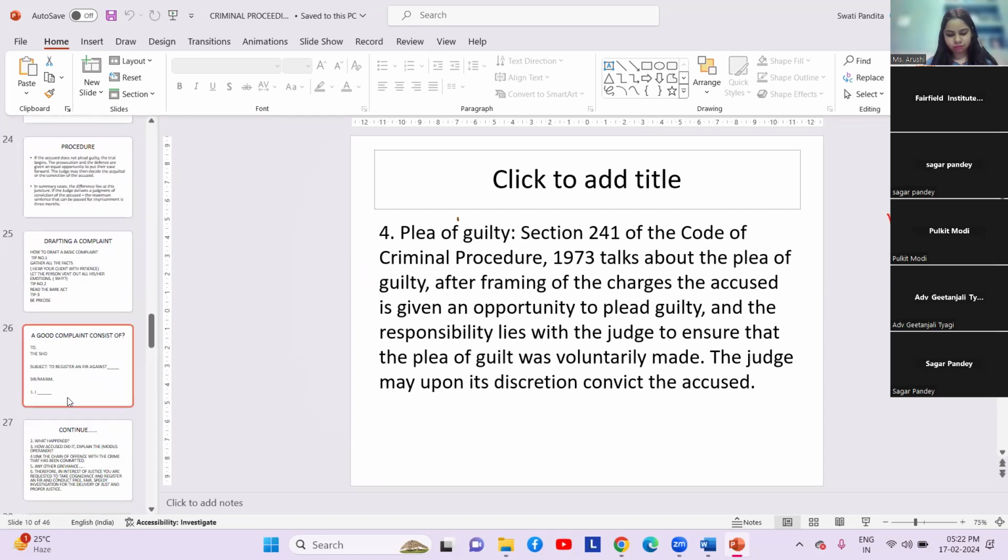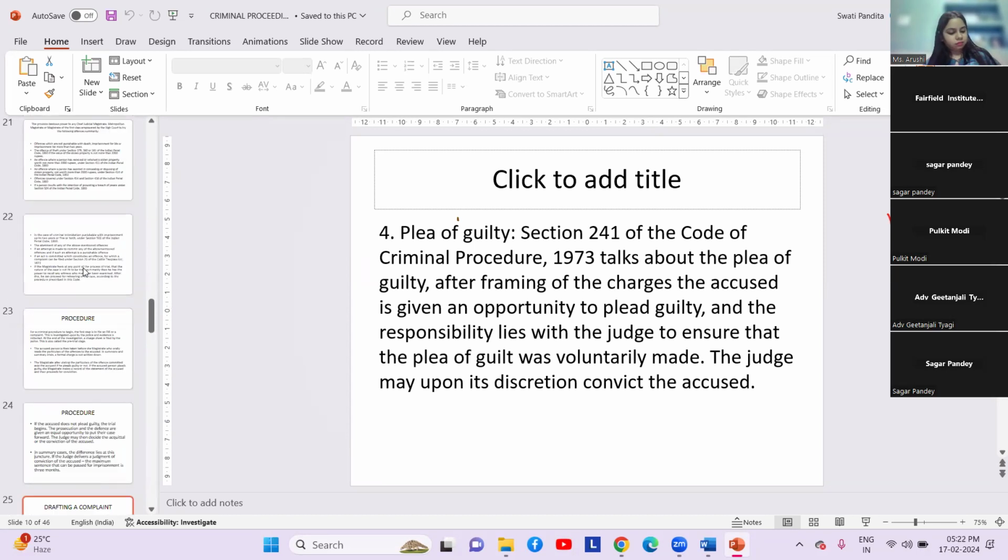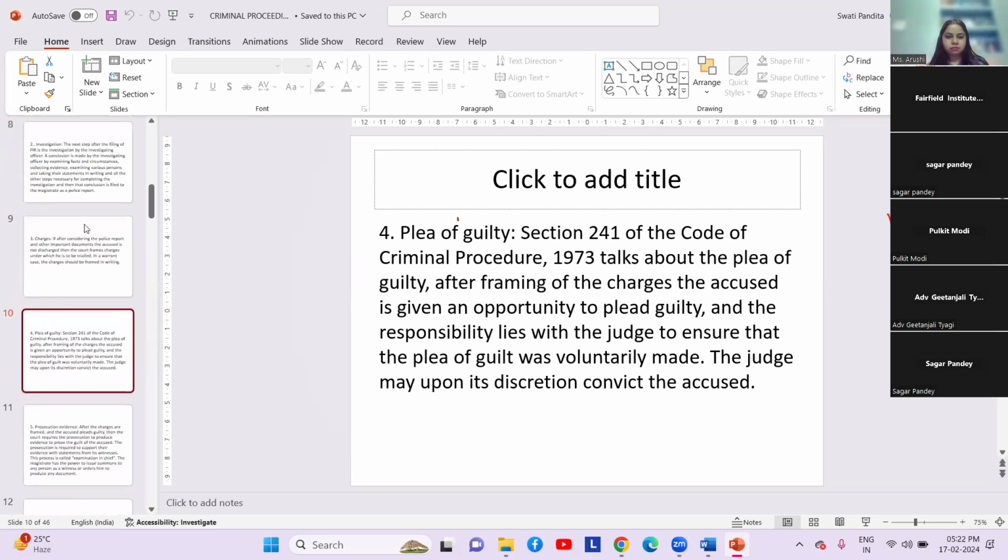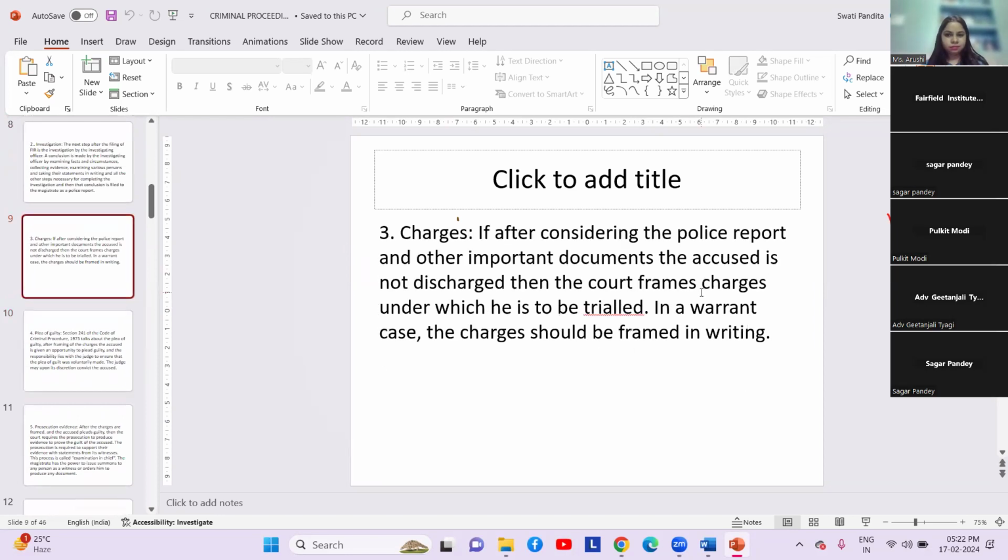So now I'll be talking about charges. After investigation, police file a report. Either it is a closure report, which they file saying no offense has been committed, nothing has happened, this FIR was filed just like that, or else they will file a charge sheet. The charge sheet should be filed within 180 days, although it depends upon the police how they deal with it, and the judges how they do it, because there are so many matters in the court, and India is taking so much time while deciding so many matters. You people are already aware of this.